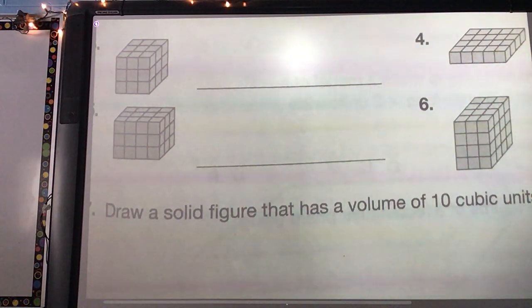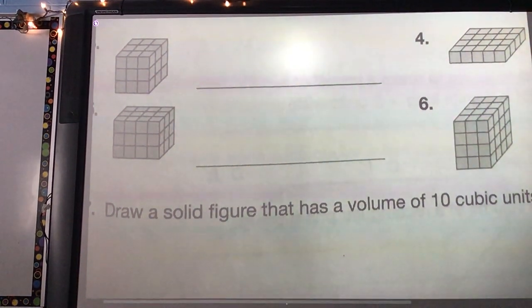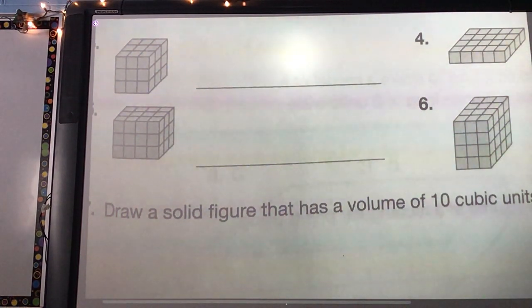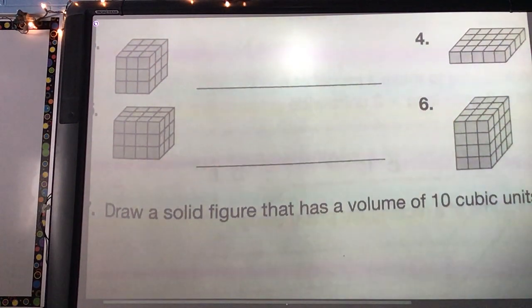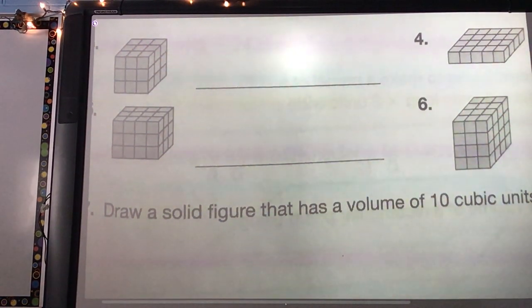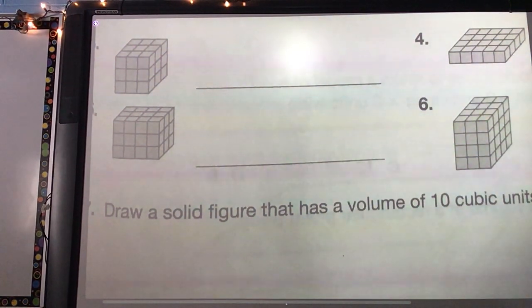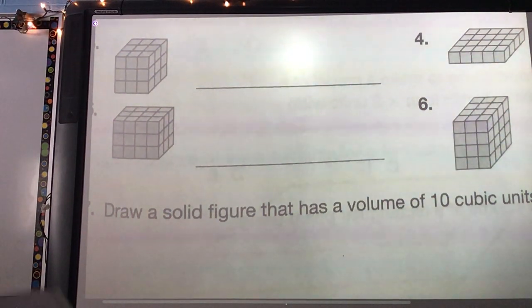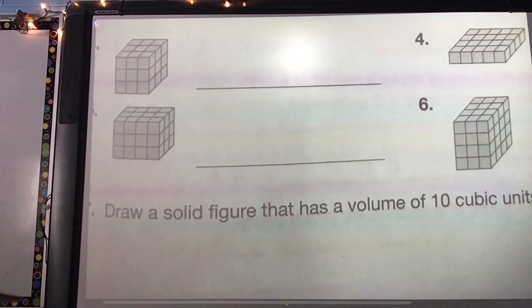Number 5, Raina, what's our volume? 36. Cubic units, very good. And number 6. Sophia, number 6. Wait, I think I miscounted. No, 48. You got it. Yeah, you got it. 48.